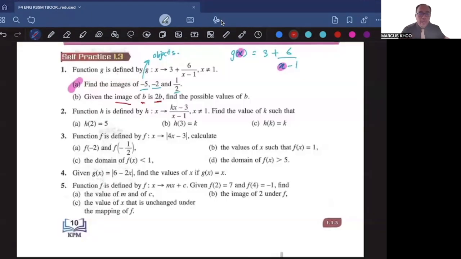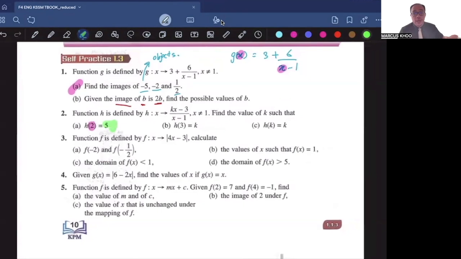All right. Okay, question number 2. Function h is defined as such and such. Find the value of k such that h(2) equals 5. So once again, to remember, pink color is object, green color is image. What this means when we map it out is that 2 maps to 5. This is what it means.